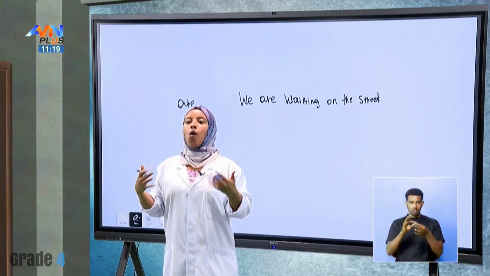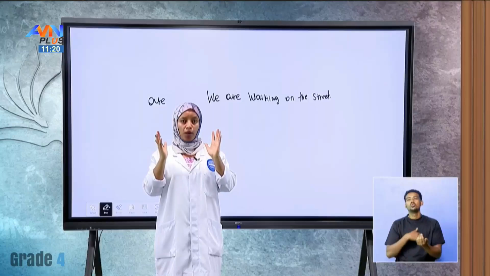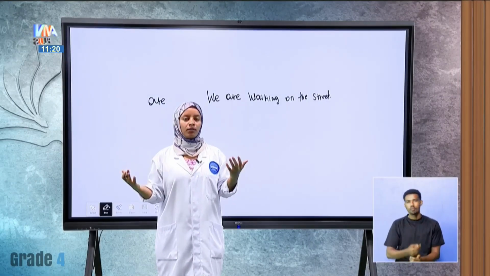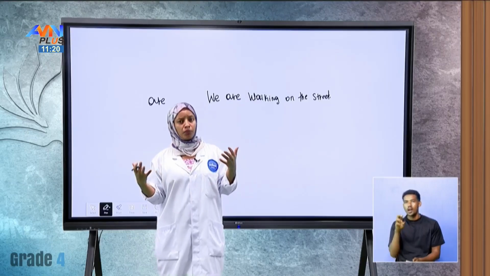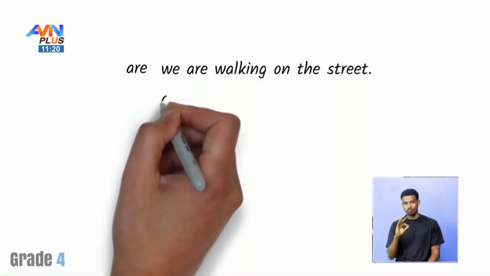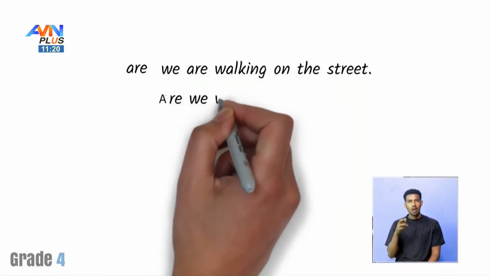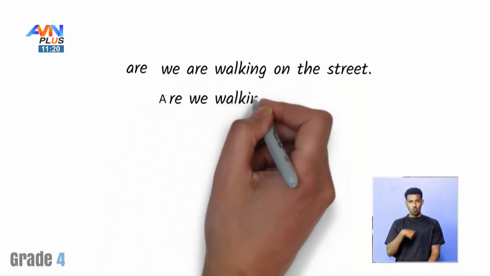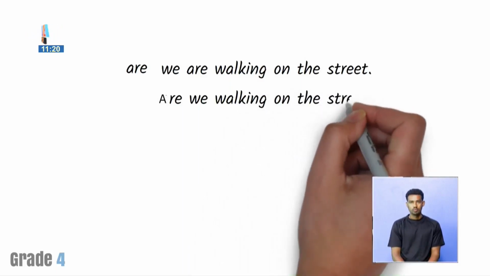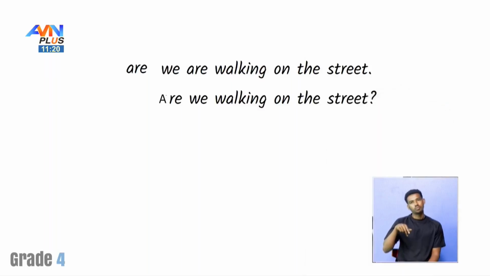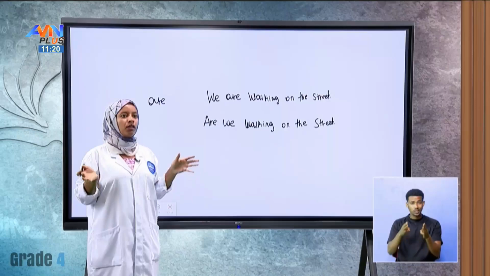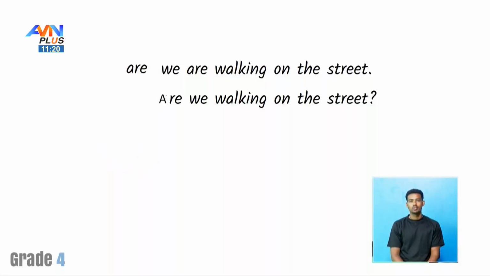So how are we going to ask a question or interrogative form? By using what? Are, we, what are we going to use? Bravo, students. Easily. Are, and the next subject, we, walking on the street. Are we walking on the street?